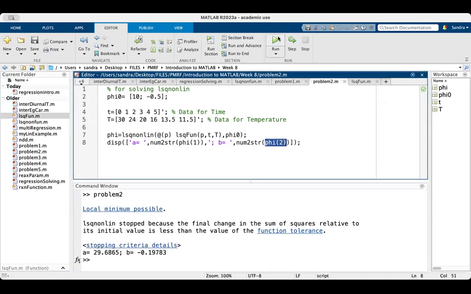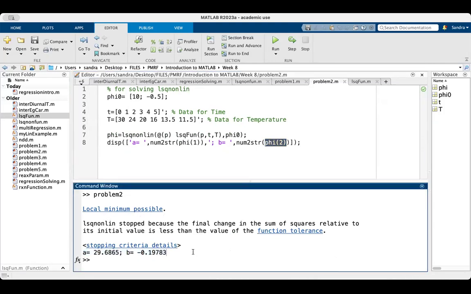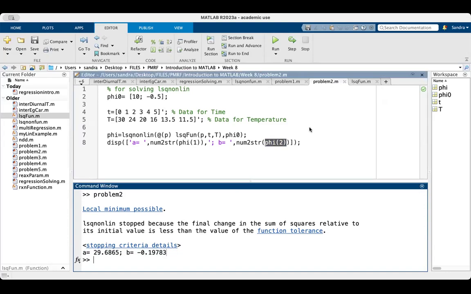Okay, I'll run this code. So the LSQ nonlin has converged, a local minimum is possible. My A value I get as 29.6865 and the B value I get as minus 0.19783. Yeah, there is a slight difference in value. Please check the code.